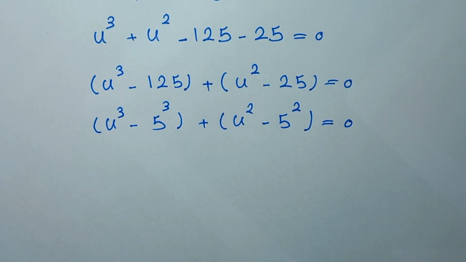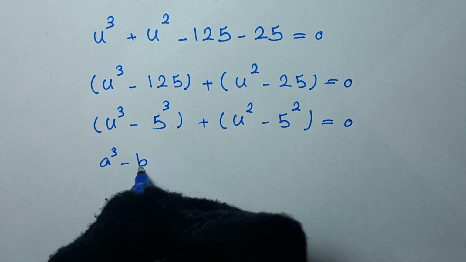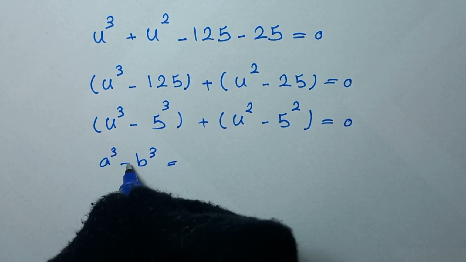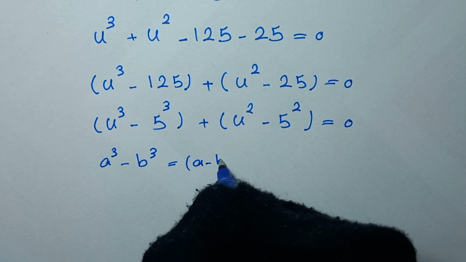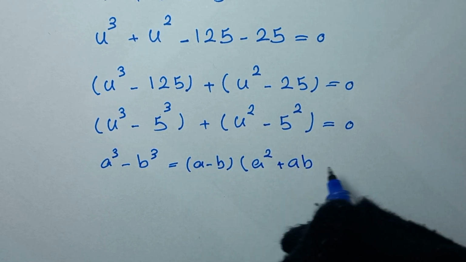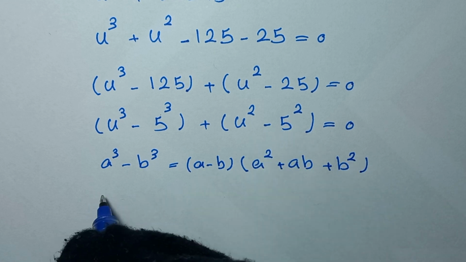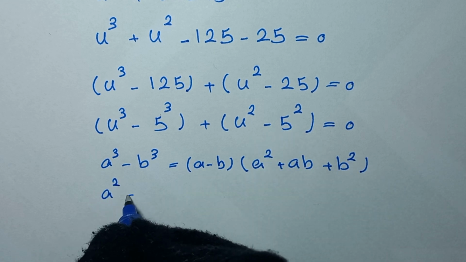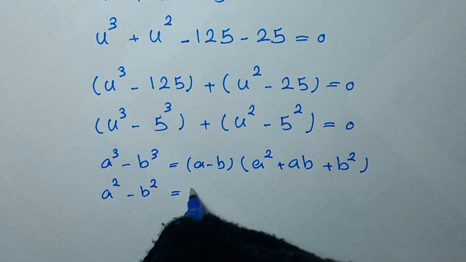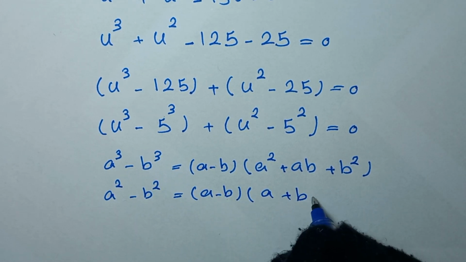And here, this is in the form of a cube minus b cube, and it will be a minus b times a square plus ab plus b square. And this is in the form of a square minus b square, and it will be a minus b times a plus b, right?